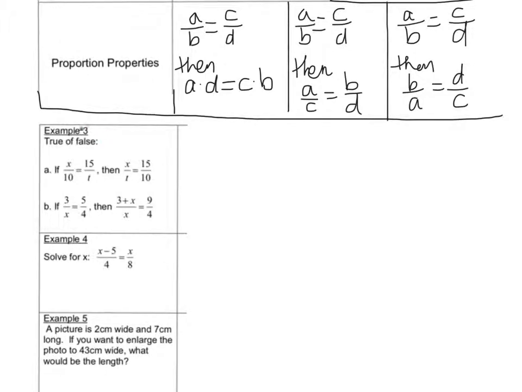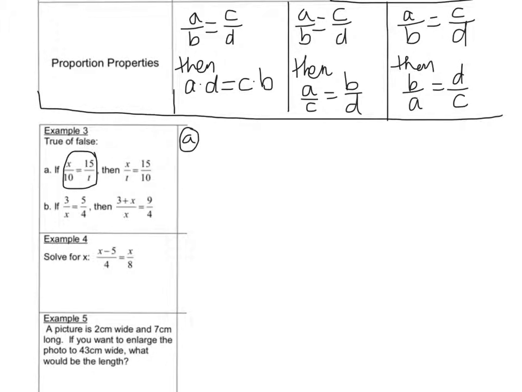So example 3 asks true or false. So the first thing they're asking is if this is true. So if this proportion is true, then is this proportion also true? Now I tend to use this property the most, where I check to see if the product of the numerator of one ratio times the denominator of the other is equal to the numerator of the other ratio times the denominator of the first. So let me show you what I mean. So they're saying that this is true.